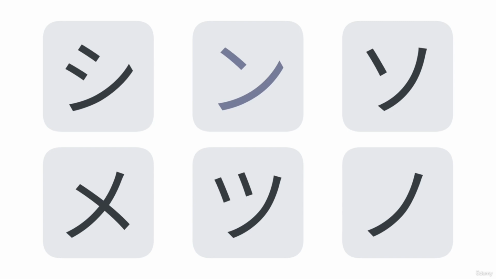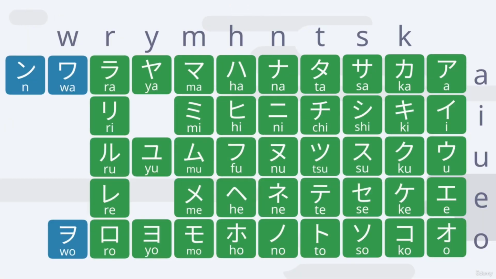N. We learned the characters wa, o, n. In the next lesson, we'll go over the small ya, yu, yo characters. See you in the next video!